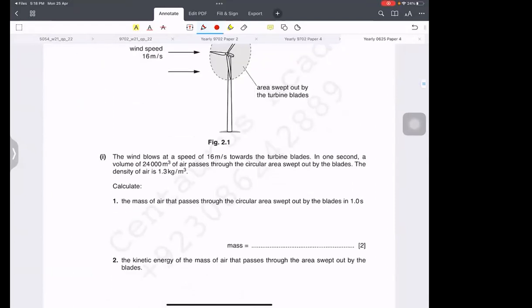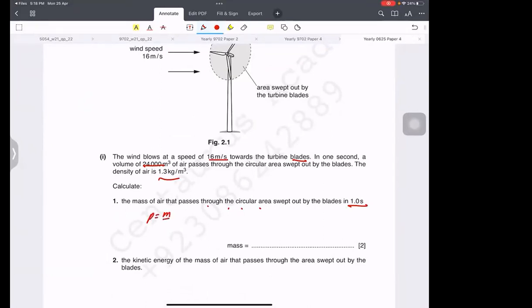Okay. Then the wind goes at a speed of 16 towards the turbine blades. In 1 second, a volume of this air passes through the circular area. The density is given. The question asks for the mass of the air that passes through the circular area in 1 second. So you have the volume in 1 second, you have the density.